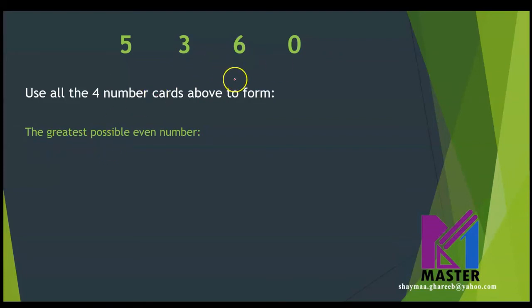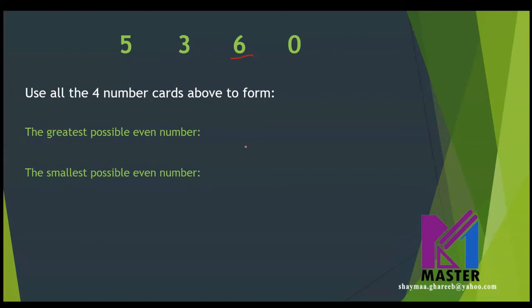So what is the greatest digit? The greatest digit here is 6. So 6 will be in the thousands place. Okay? Then the 5, then the 3, and in the units, I will put the 0 to be an even number.